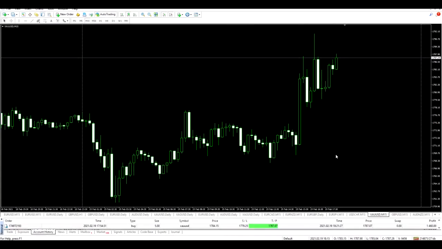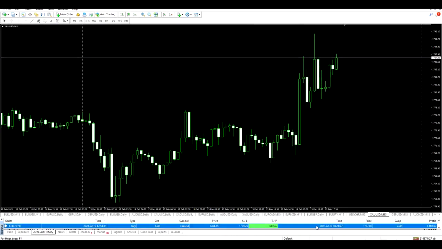All right, guys, and there we have it. It's just hit the target. I just missed that by a few seconds, but let's put this on. There we can see the entry point, the exit, and my stop loss, which was never in any danger.